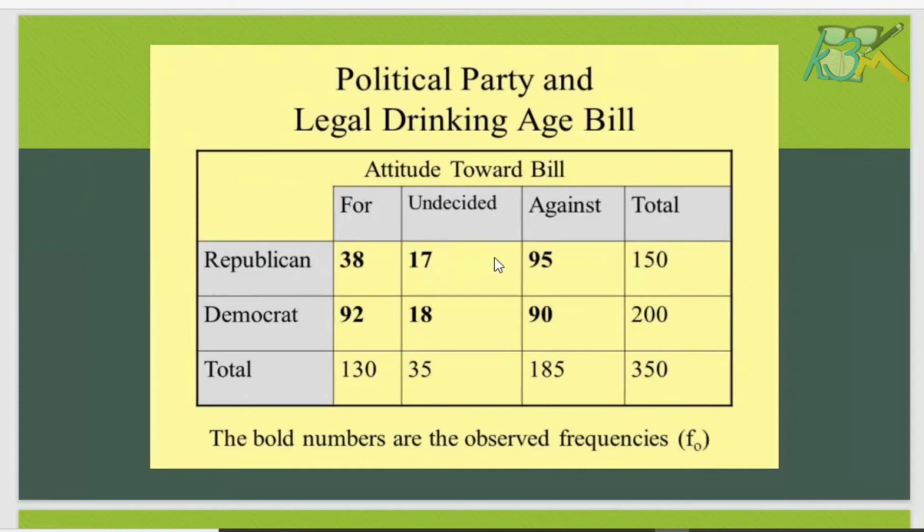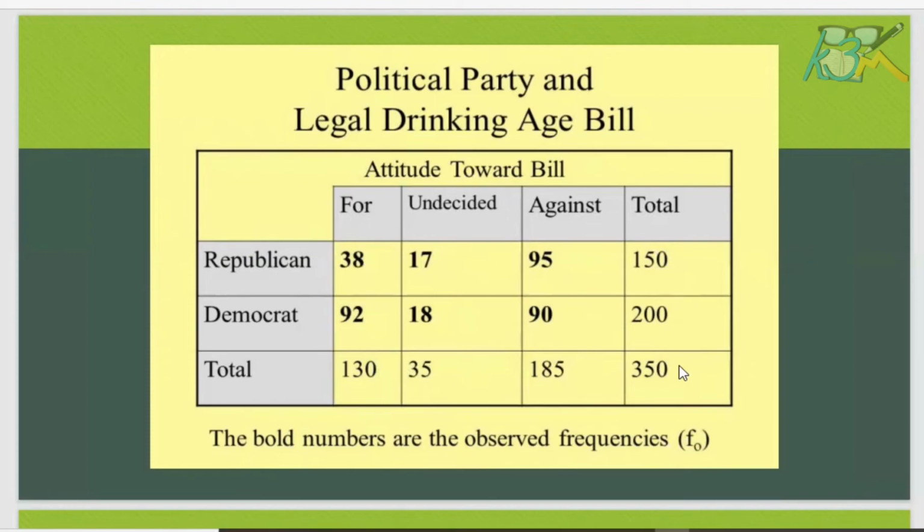Tapos ito na yung result nung pag-survey. Ito, the bold numbers are the observed frequencies. So yan, yung total nito 150, tapos ito yung 130 total na pabor, tapos yung 35 yung hindi sure, yung undecided, tapos yung 85 yung against. Okay, yan na yung table natin.